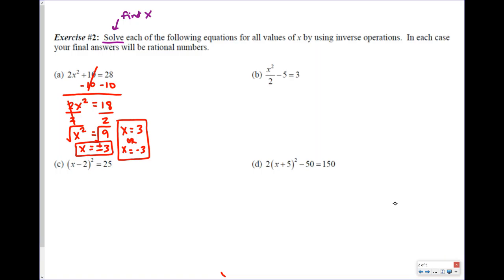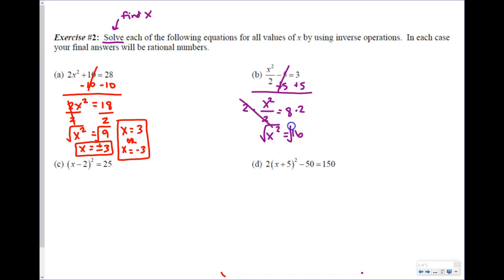All right, letter B. Same idea, a little different. Now I've got subtraction and a fraction. So I'm always going to get rid of this addition or subtraction first. So add the 5 over, those cancel out. I get x squared over 2 equals 3 plus 5 is an 8. Now to undo this fraction, remember how to undo a fraction? You have to do the opposite operation, which is multiplication, because this is division. So these cancel out. I multiply the other side by 2, and I get x squared equals 16.